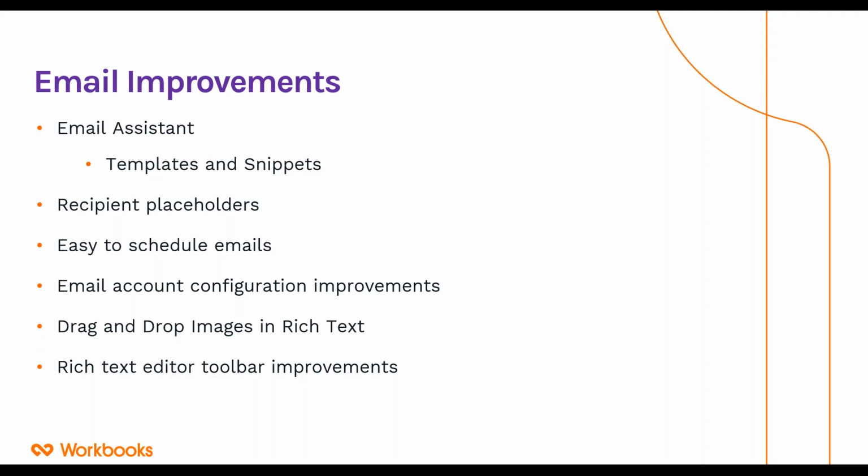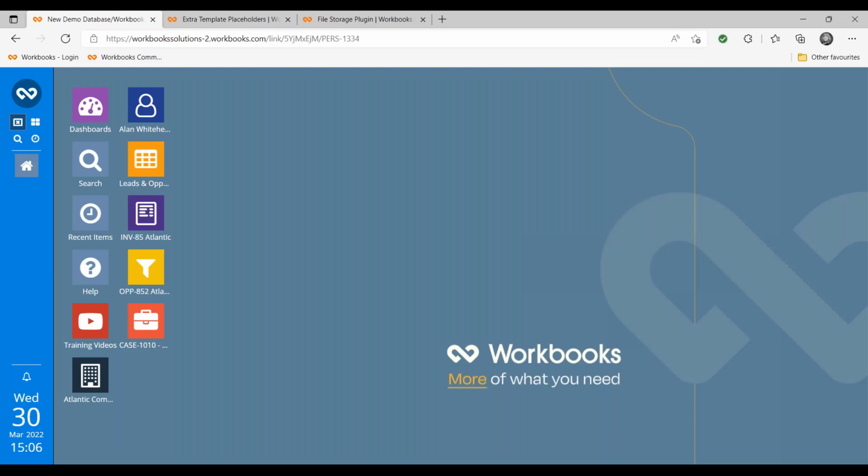They're about changes to rich text editor fields. We've made it so that you can drag and drop images into there, and we've also improved the formatting toolbar that appears at the top of a rich text field. Rather than just talking about these bullet points, I think it'll be much easier to show you all of this within Workbooks. So I'm going to open up a demo environment, this one, where I'm logged in as a salesperson called Anthony Khan.